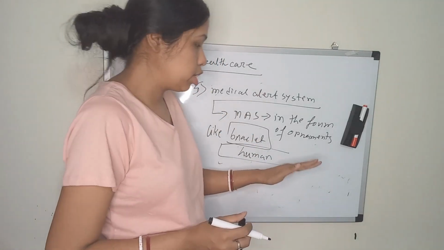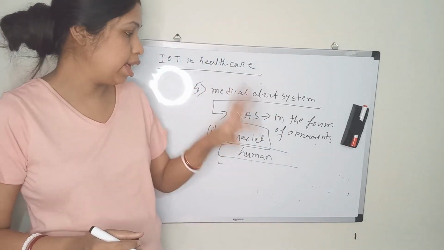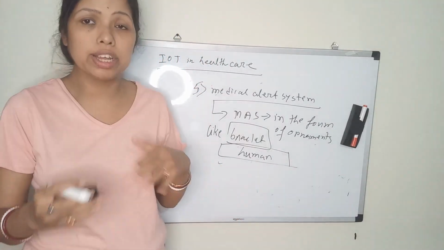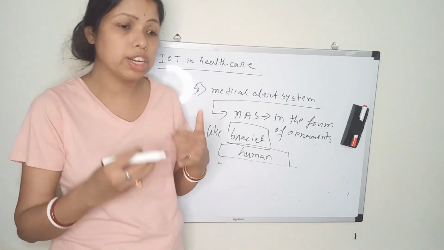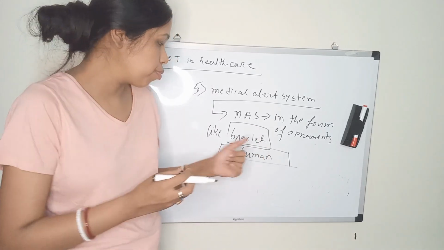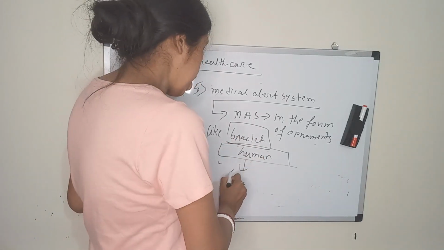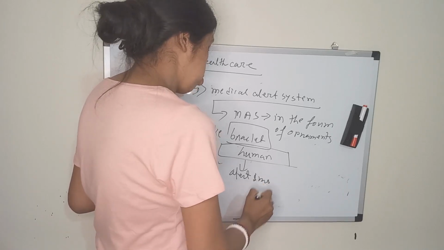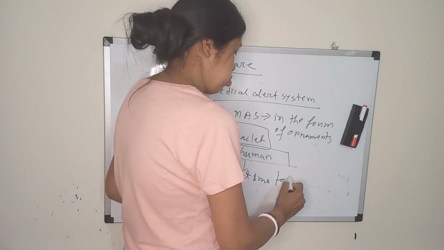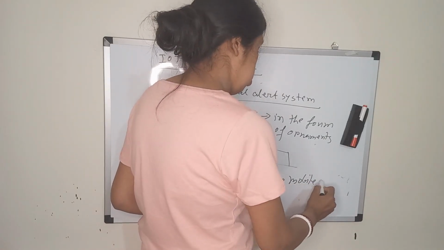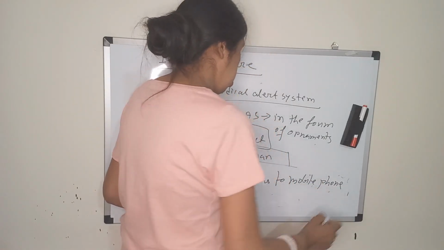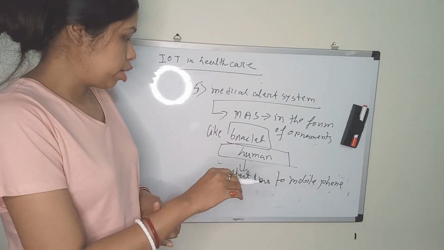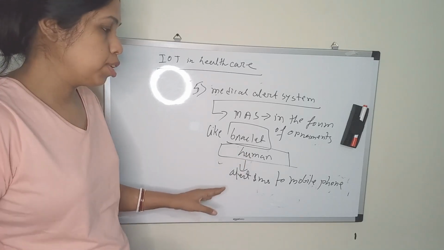What is the function of this medical alert system? Normally, it will give an alert message. The output of this bracelet will be the alert message to a mobile phone. The bracelet is put on the skin of the human, and that will give the alert message to the mobile phone.